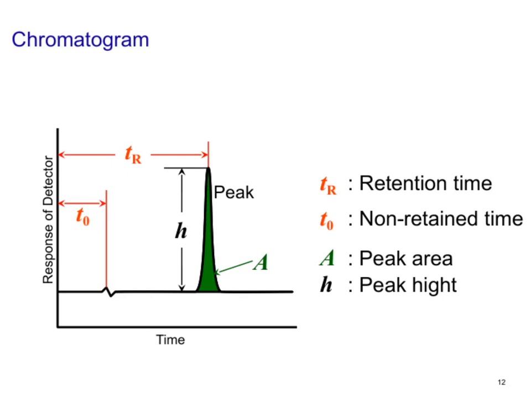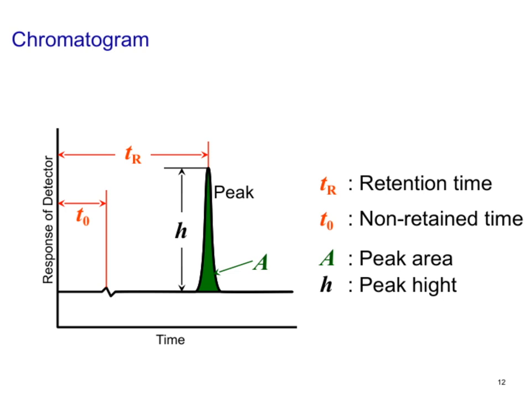All right, let's take a closer look at this chromatogram. Here, we're focusing on some key terms that help us interpret the data. First, we have H, which stands for peak height. This is the maximum response of the detector for a particular compound, giving us an idea of its concentration. Then, there's A, the peak area, which is actually a more accurate measure of the total amount of compound present because it accounts for the entire peak, not just the maximum point.